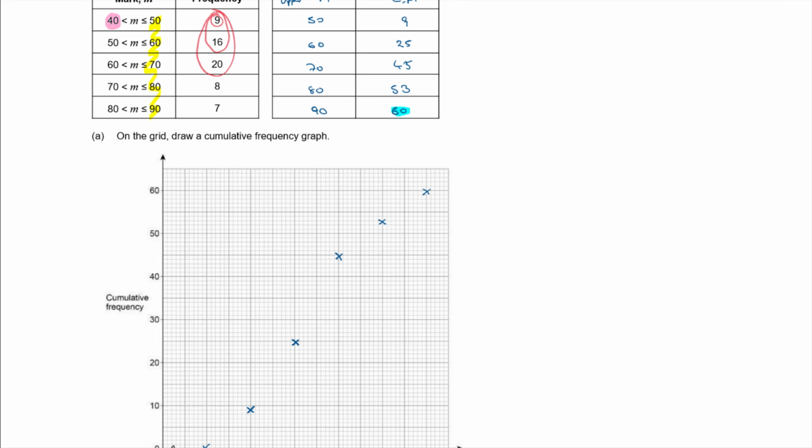Okay, once you've plotted all your points, then you're going to just carefully draw that distinctive S-shaped cumulative frequency curve through each of your points. It kind of flattens out at the top. Okay, so there we go, like that. Right, so there's my cumulative frequency curve. I bet they're going to ask me something about it now, aren't they?